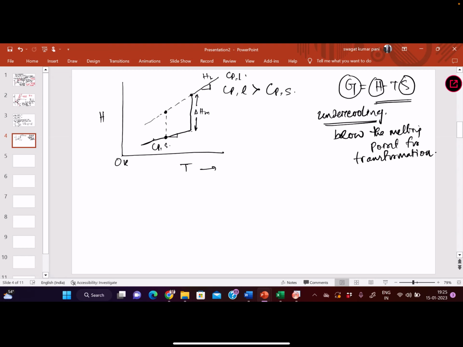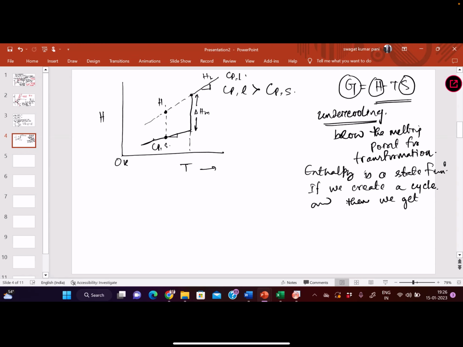So in the question it will ask that at this temperature, suppose this is the melting point, so below the melting point at some specific temperature it will ask to calculate the enthalpy change for the liquid to solid transformation. So how to do that? So we know enthalpy is a state function. That means if we create a cycle, and our initial and final points are fixed, then we will get the same values. It just depends on the initial and final point, not on the path.